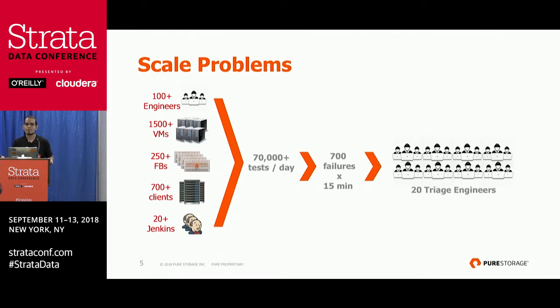Now, if you multiply 700 failures by 15 minutes, you quickly realize that you need 20 full-time people working 8 hours a day doing nothing but looking at failures. Our team had 100 people. That's 20%. Too expensive, we said. Too many people. In a lot of places, that's normal. You'll find that 100 engineers will have about 30% of QA. But we wanted to do better.